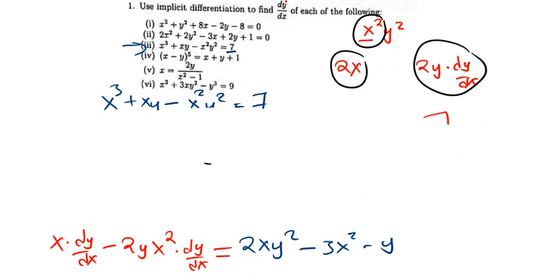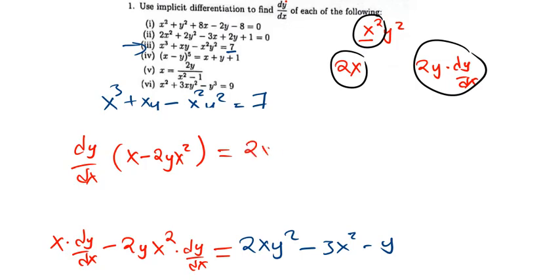Now at this point things are easy and straightforward. So dy dx, after factorizing, you're going to remain with x minus 2y x squared equal to 2xy squared minus 3x squared minus y. And then you can divide both sides by this.